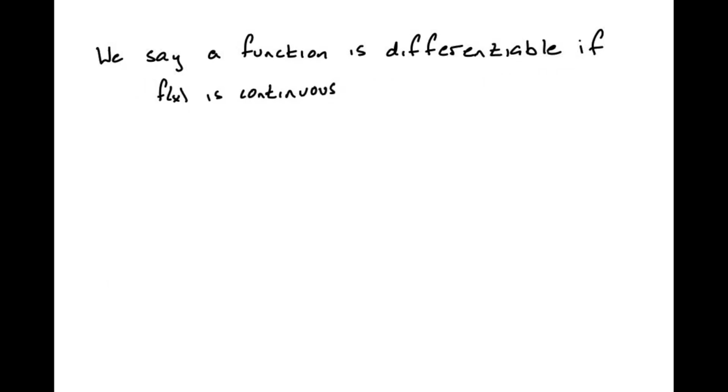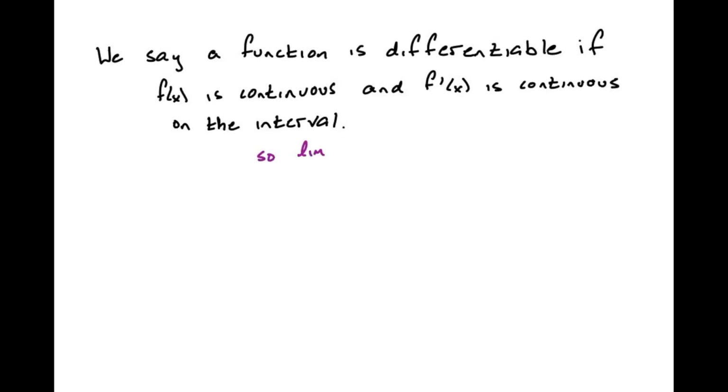We say that a function is differentiable if two things: f of x is continuous. We just talked about that. And we also need f prime of x to be continuous on the specific interval in question. So what's that mean for us? Just like for continuity, for differentiability, now we're going to need the limit as x approaches a of f prime of x to equal f prime of a, and we need f prime of a to exist, just like we did for continuity. Right?